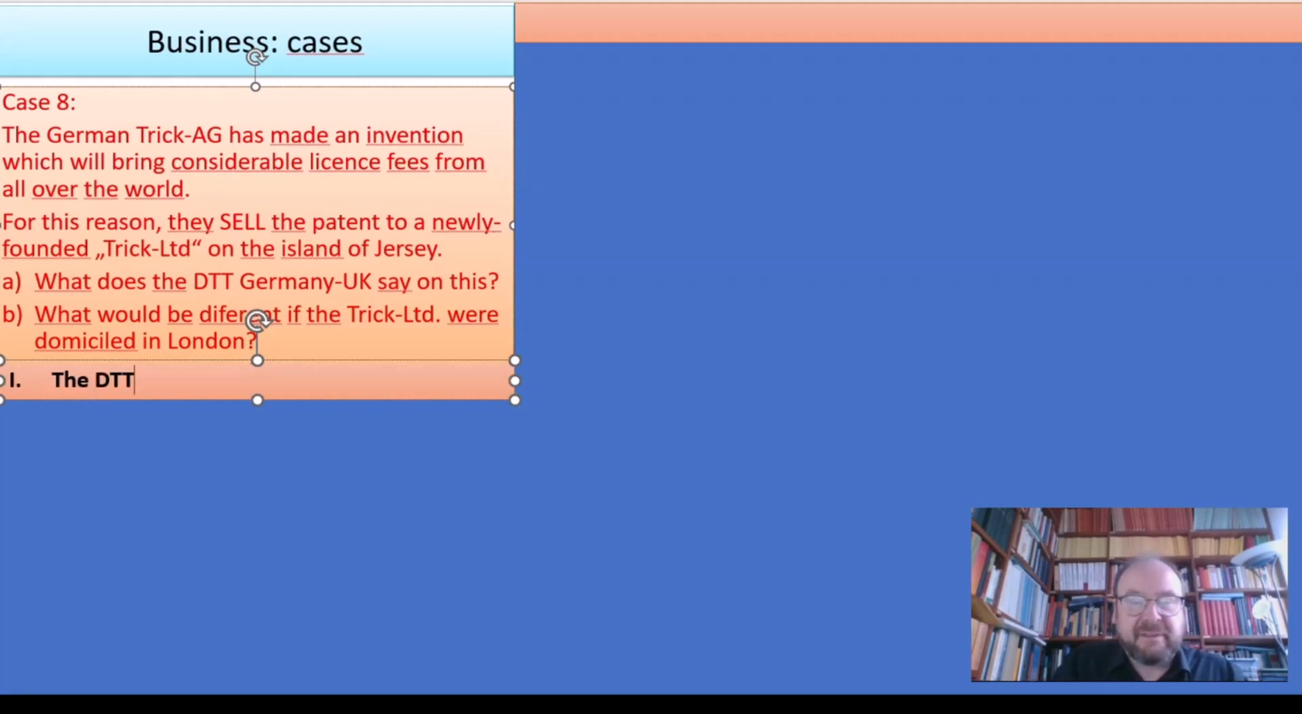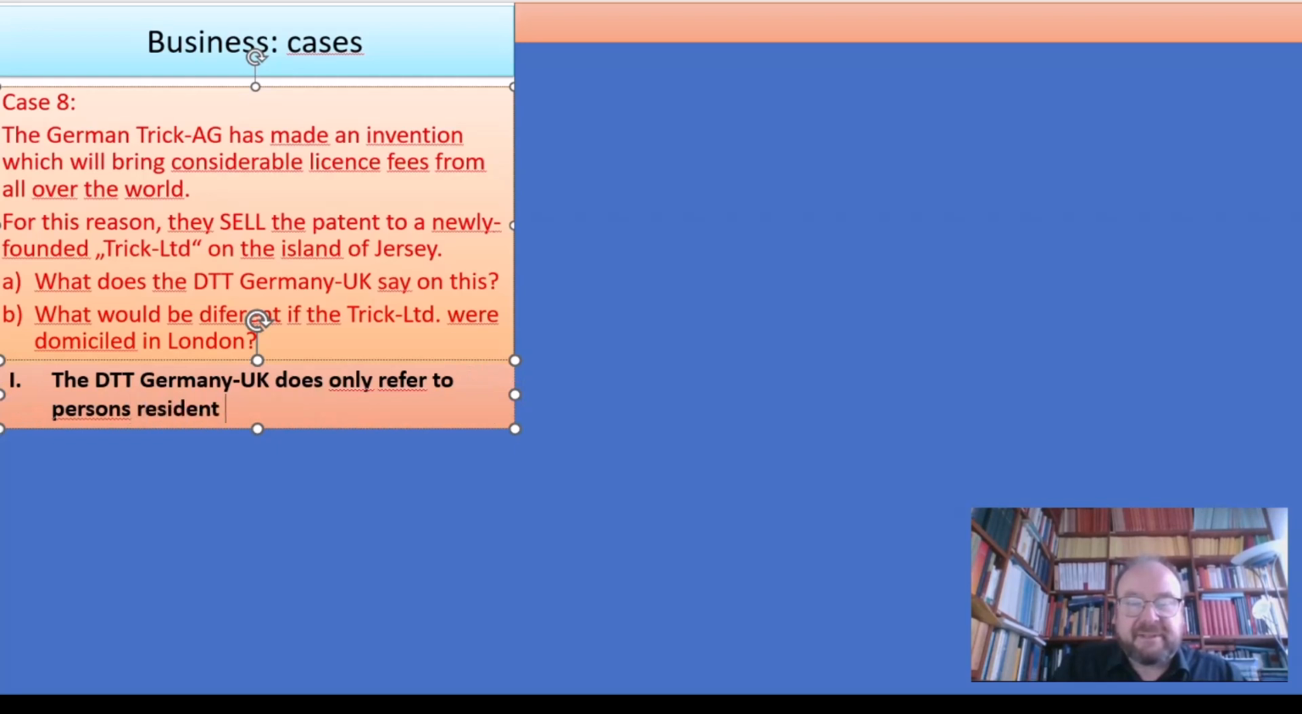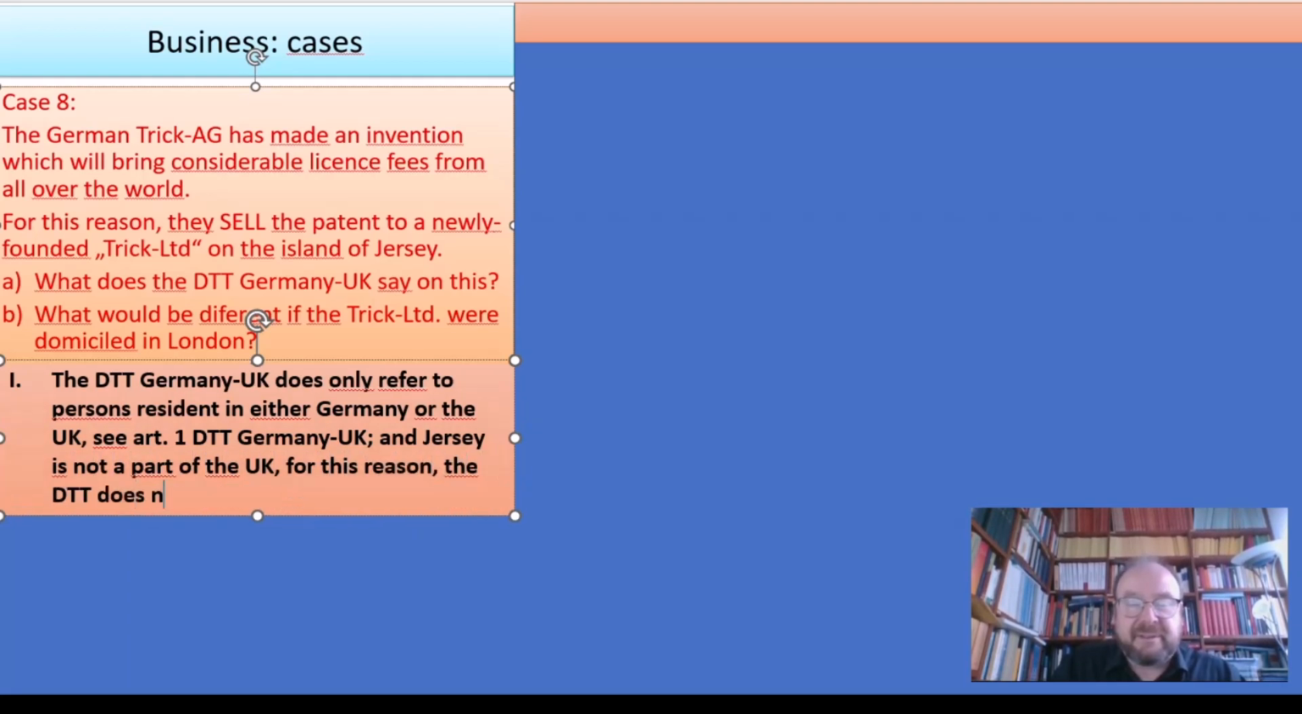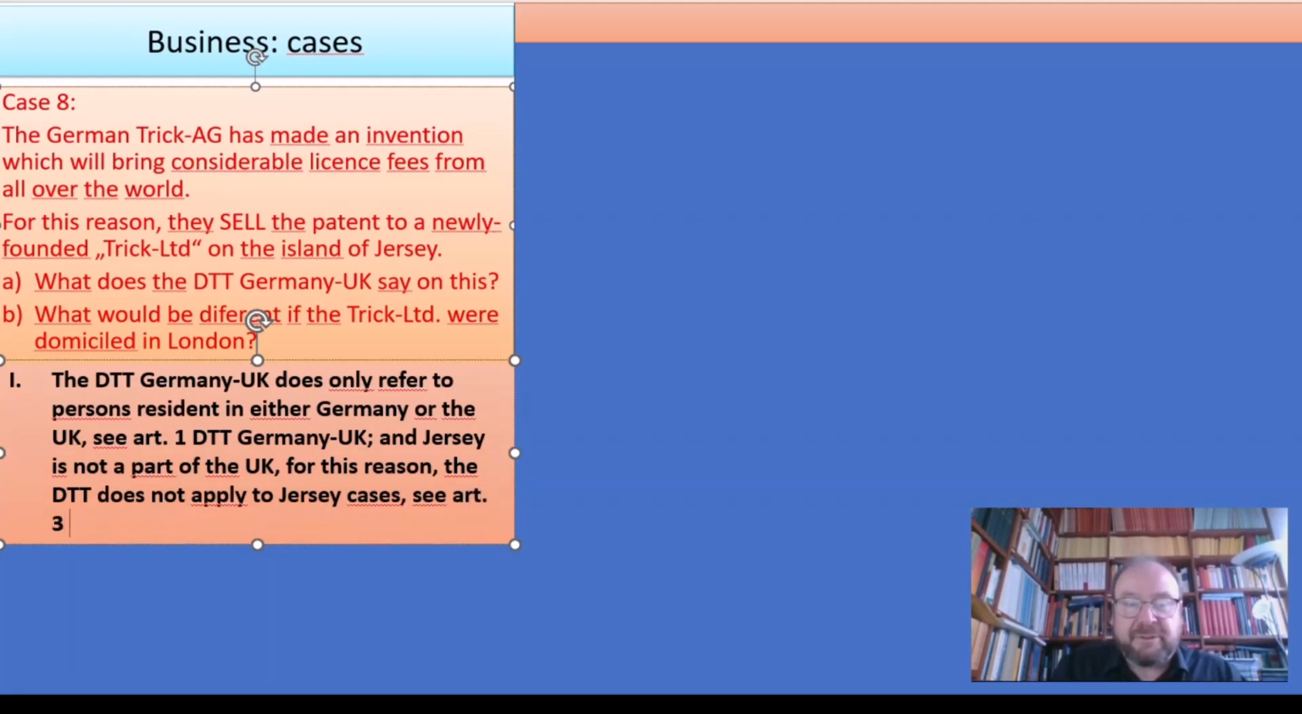So the DTT Germany UK does only refer to cases or to persons resident in either Germany or the UK. See Article 1, DTT Germany UK, and Jersey is not a part of the UK. For this reason, the DTT does not apply to Jersey cases. See Article 3 if you want to. The definition of United Kingdom seems to be the general one, and under the general one it is not a part of the UK.